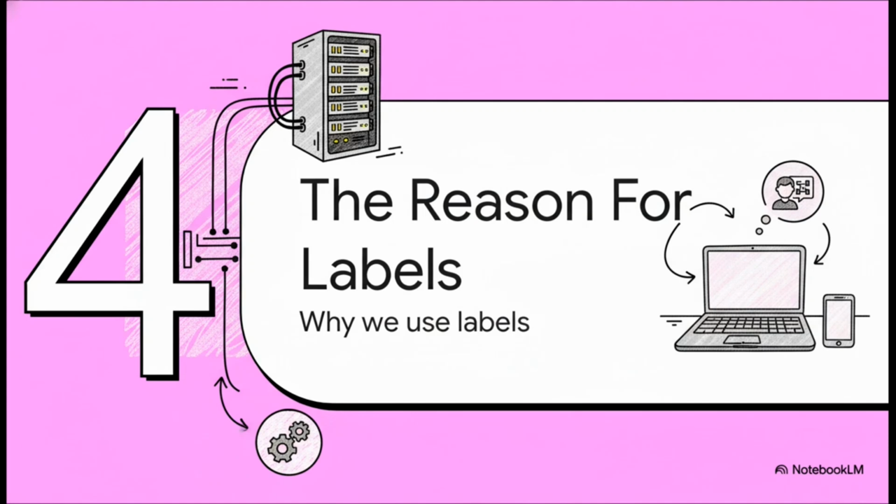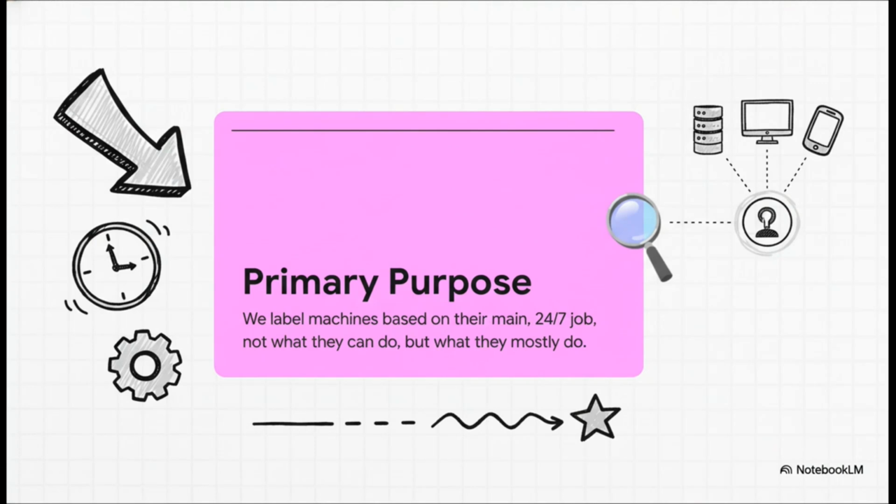Okay, so this probably brings up a pretty logical question. If any computer can be a client or a server at any time, then why do we even bother calling that big box in the data center a server and my laptop a client? It kind of seems like we're contradicting ourselves, but there's actually a really simple reason for it. It all boils down to one simple concept, its primary purpose. We give a machine a label based on the main job it does, like 99% of the time. It's not about all the little things it can do, it's about what it was built to do, 24/7.